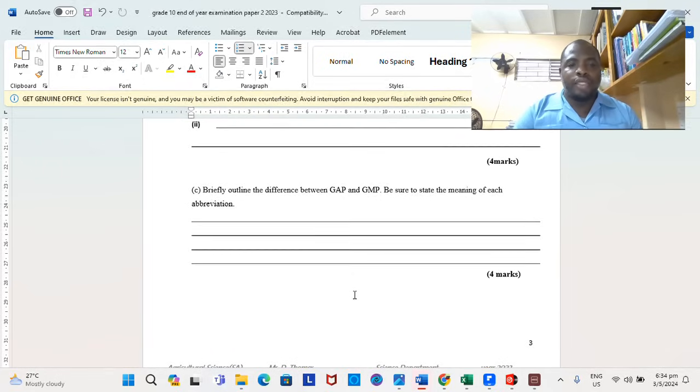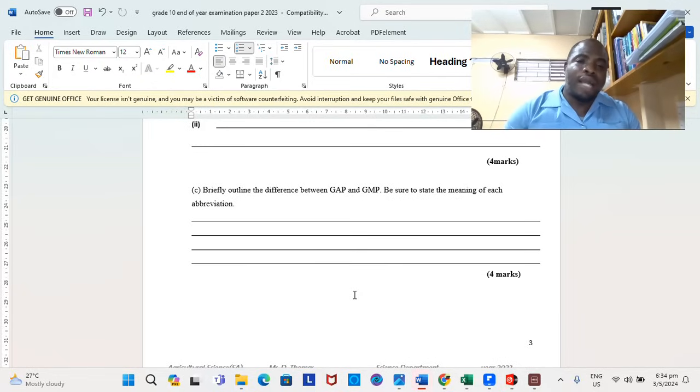The next question says, briefly outline the difference between GAP and GMP. Be sure to state the meaning of each abbreviation. So GAP is basically the abbreviation for good agricultural practices. Now, good agricultural practices, you basically speak about that when you're dealing with producing crops, vegetables, grains, those sort of things, milk on a farm.